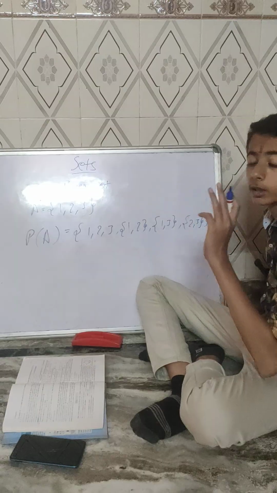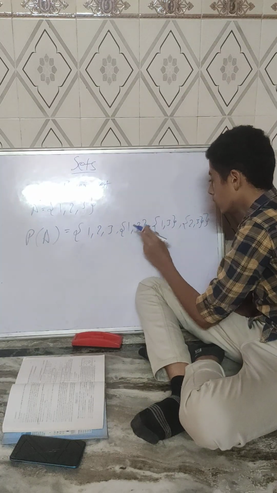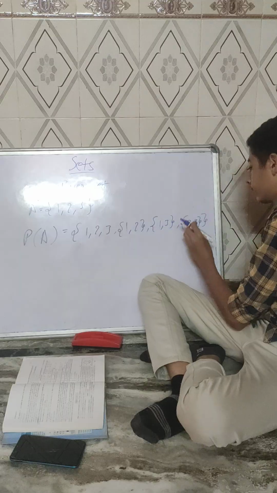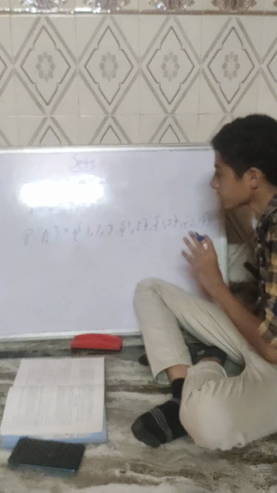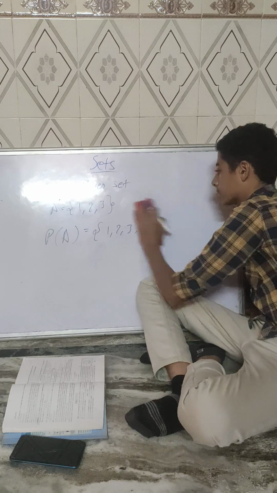It will have in total 6 elements: 1, 2, 3, then 1 and 2, then 1 and 3, and finally 2 and 3. This is the power set. Now we'll talk about universal set.